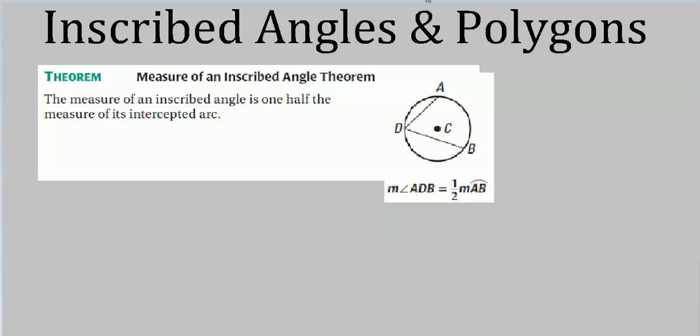Hello. Today we'll be talking about inscribed angles and inscribed polygons. That means inscribed in a circle, such as this. This is an inscribed angle.